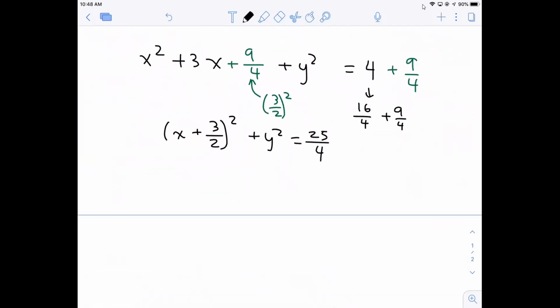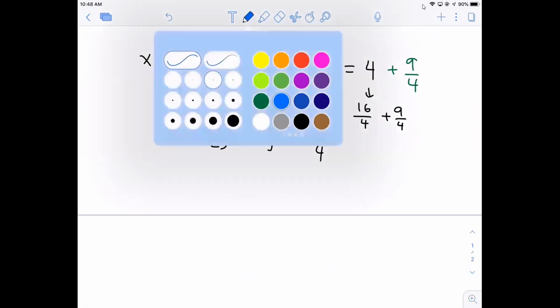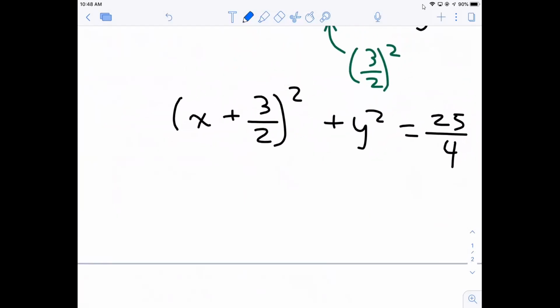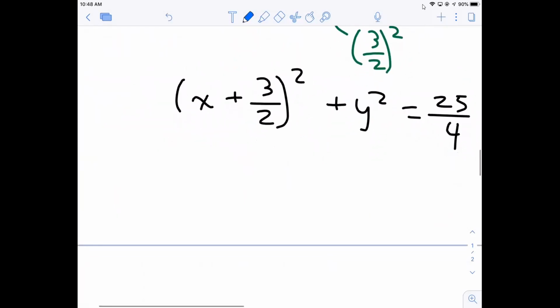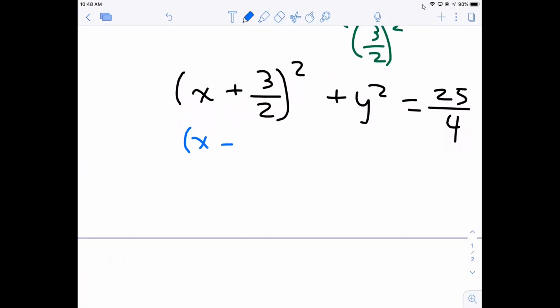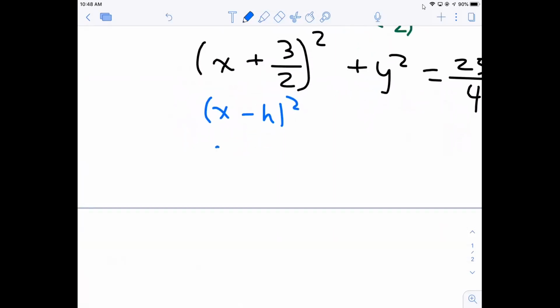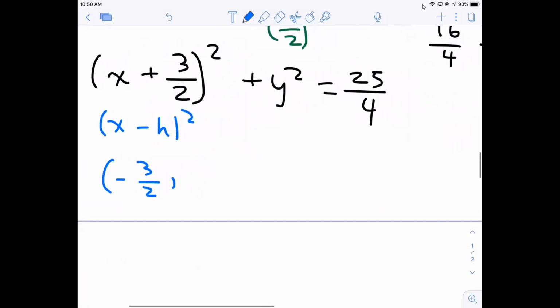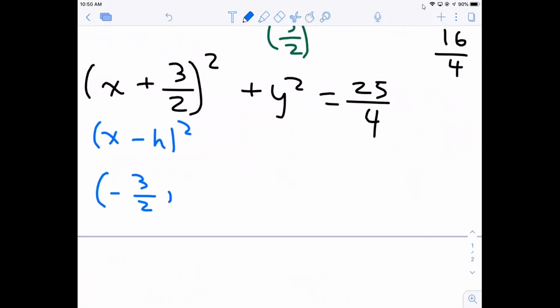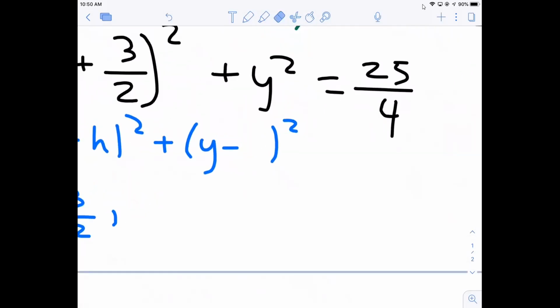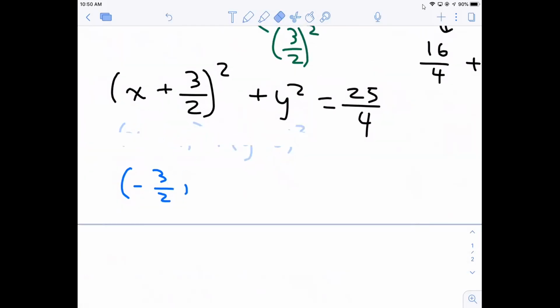So what is our center and radius now? Well, it's at h comma k, right? So let's think of this as x minus h squared. So our h value is negative 3 over 2. And what's our y value for our center? So remember, this is plus y minus k squared. Well, what's the k value if it's just y squared? Isn't our k value, you can think of it as y minus 0 squared, right? So our center here will be negative 3/2 comma 0.